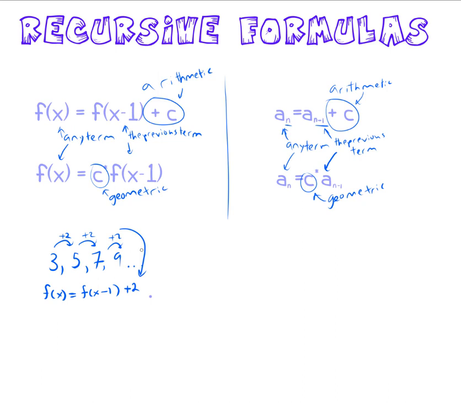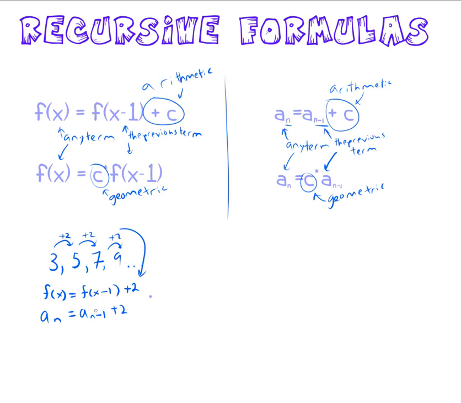So if I want to find the next term, I look at this term here, which is my previous term, and I would add 2. Does that make sense? Hopefully that makes sense to you. If I wanted to write it with this notation here, I would write a sub n is equal to a sub n minus 1 plus 2. And that right there is my recursive notation, the recursive function in the other notation.